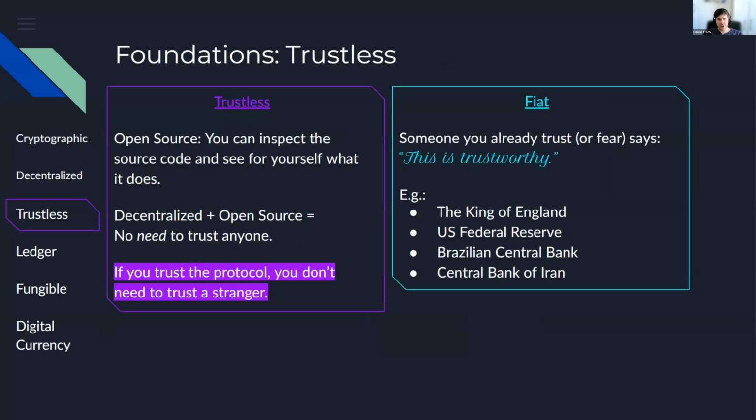Next is something called trustlessness. Trustless means the opposite of what you're thinking. It means you can trust it because you don't need to trust it.